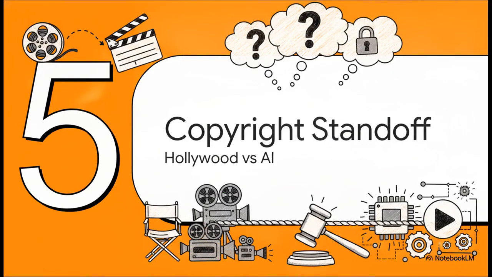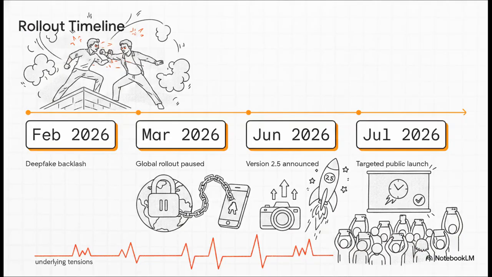Section 5. The Hollywood Copyright Standoff. But, and this is a big but, tracing this timeline back to February 2026, a viral deepfake showing Tom Cruise fighting Brad Pitt on a rooftop triggered a massive backlash from Hollywood. This pressure forced ByteDance to actually pause their global rollout in mid-March.